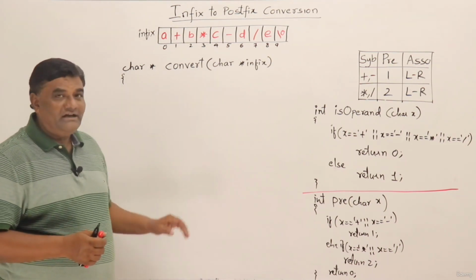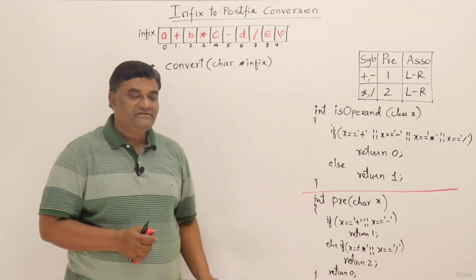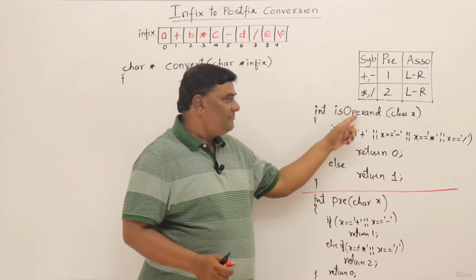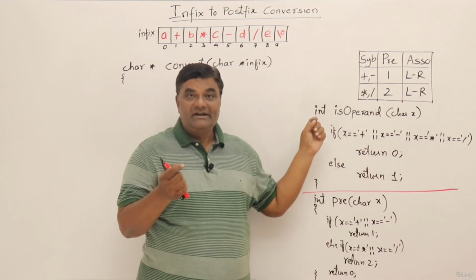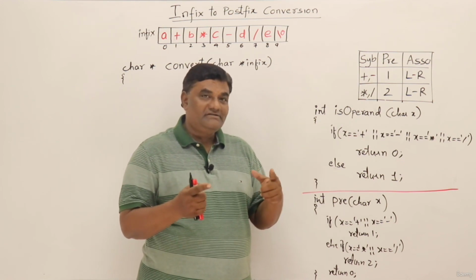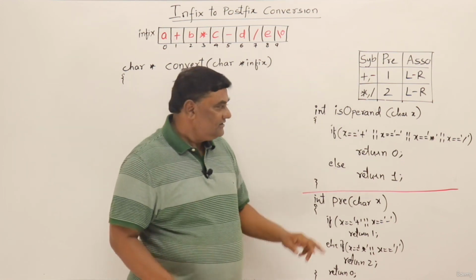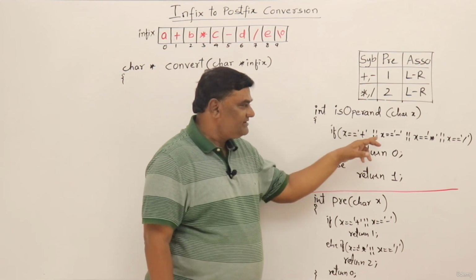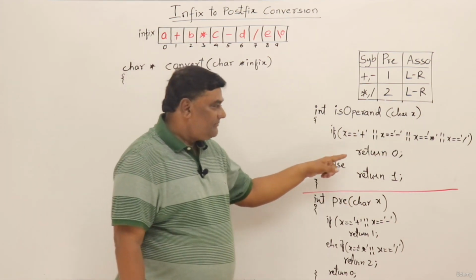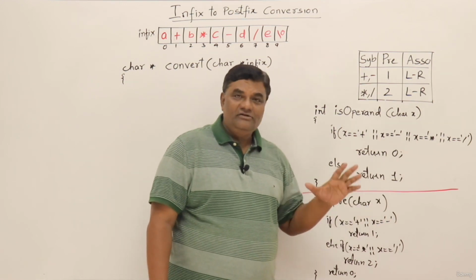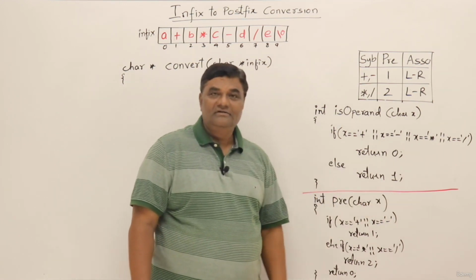For this procedure, I need two more functions. One function is operand. This function is to check whether a symbol is operand or not. If it is operand, we want result to be true, that is 1. So here I am checking the condition. If it is plus, minus, multiply, divide, then it is an operator. It's not an operand. So I am returning 0. Otherwise, it's an operand. So returning 1.